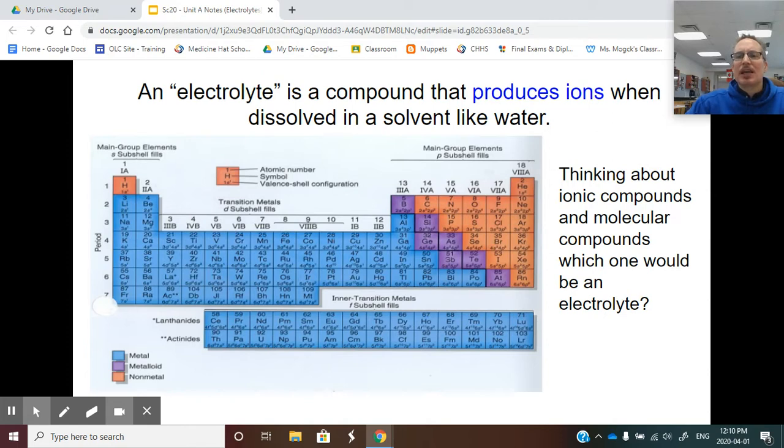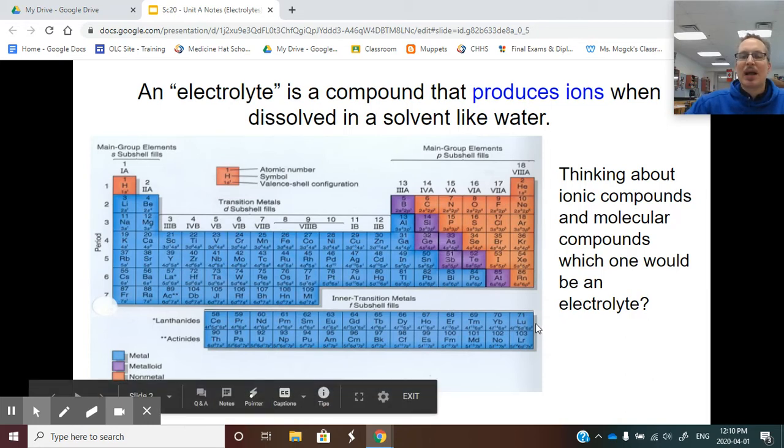So I want us to think, is an ionic compound going to be an electrolyte or is a molecular compound going to be an electrolyte? And that's what I would like us to think about today.